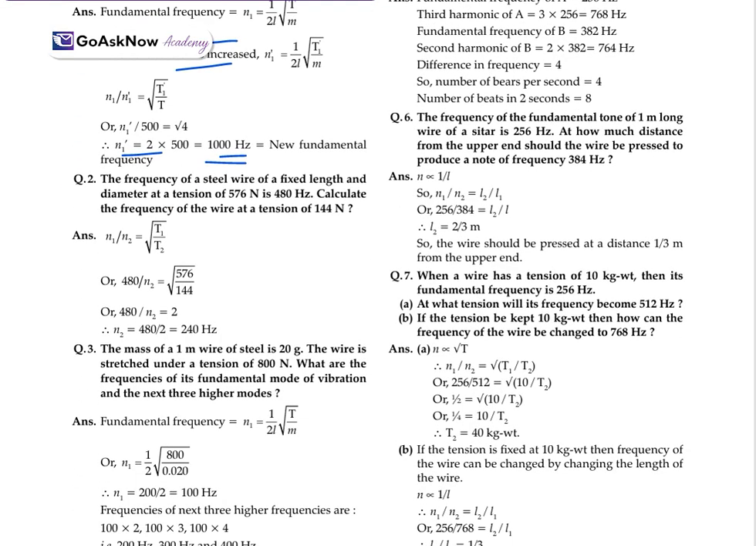Okay. Now, for the steel wire, the diameter is fixed, the tension is 576 Newton and the frequency is 480 Hertz.